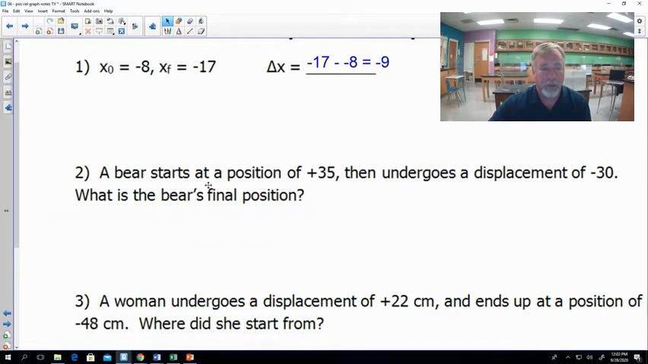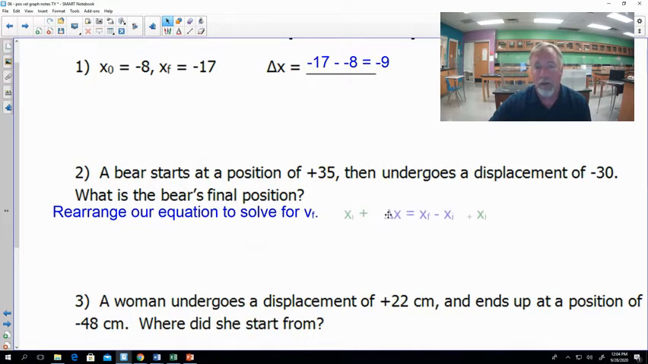Let's do another one. A bear starts at a position of 35 and undergoes a displacement of negative 30. What is the bear's final position? We need to rearrange our equation because we need to solve it for xf. We start with our original equation, delta x equals xf minus xi. We add xi to both sides so we get xf by itself. Our final formula is xf equals delta x plus xi.